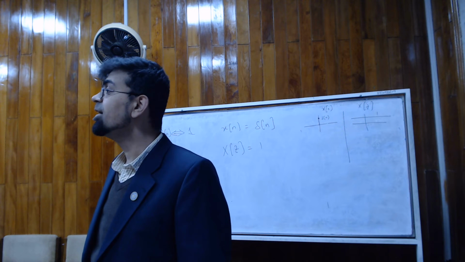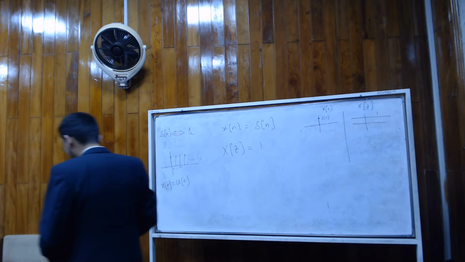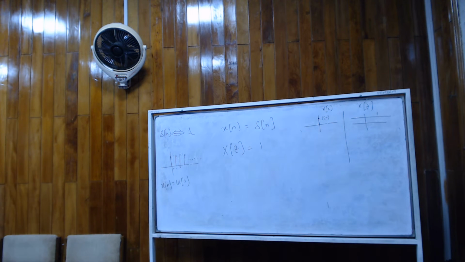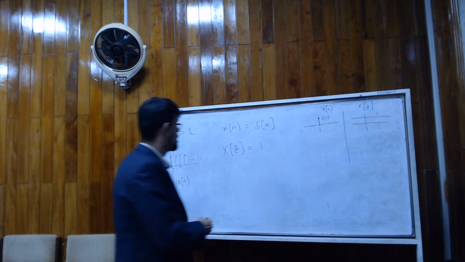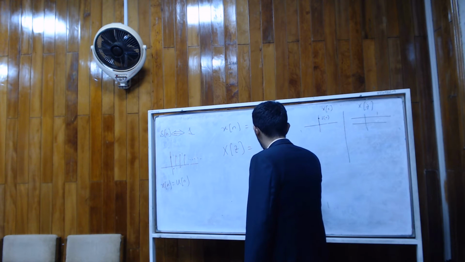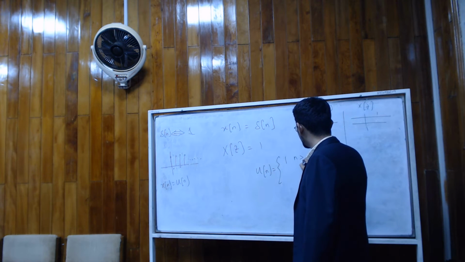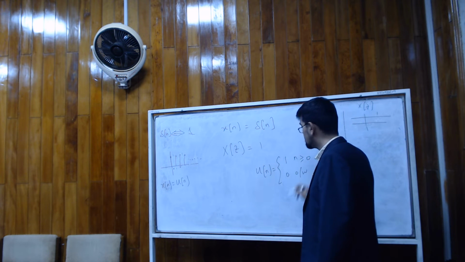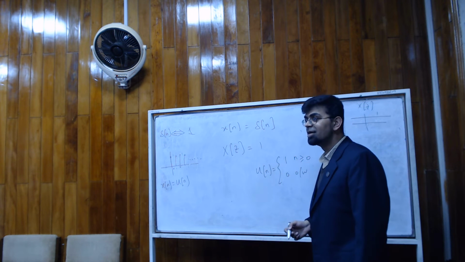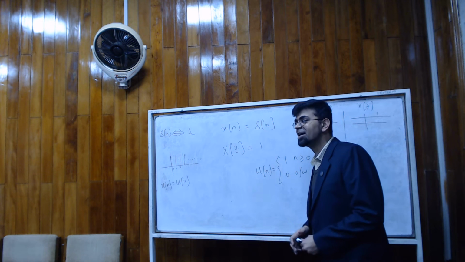Is it u n? One? No, not 1. This is not a guessing game. Sir, the graph you drew, 1 1 1, that is u n, right? The definition of u n is that it is 1 from 0 onwards, right? Before that it is 0. That was the definition: u n equals 1 for n greater or equal to 0 and 0 otherwise. Infinity.